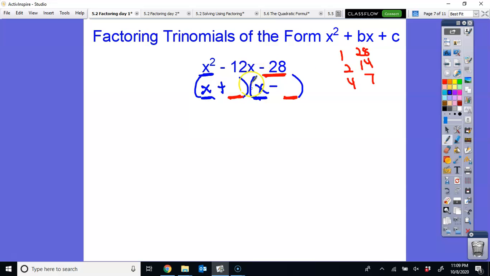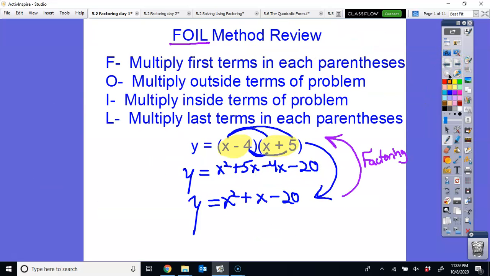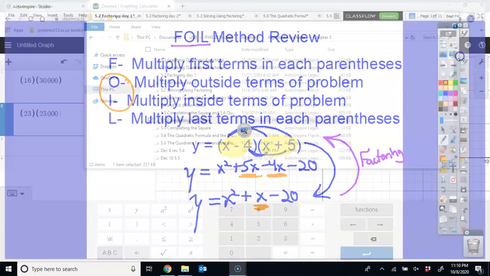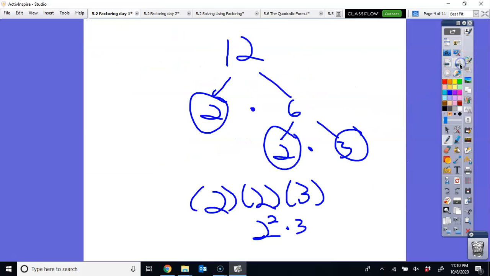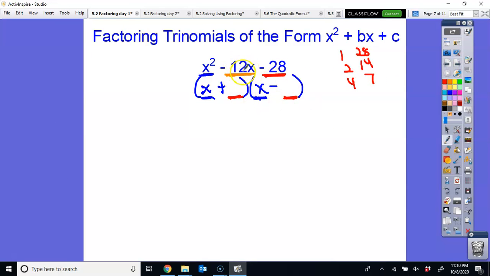But how do I pick what goes there, Mr. Harrison? This is where the middle number comes into play. And if you think back to what we did when we were multiplying earlier, I said, guys, look, the 5x and the negative 4x give me the 1x. But that came from the O and the I part of the FOIL method, the outside and the inside. So if you look at the middle number, negative 12, whatever I put here times x, and whatever I put here times x, it's going to be negative, has to give me 12.